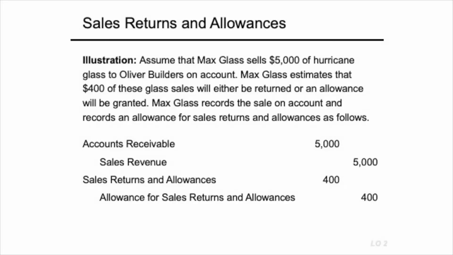That would not provide as good of information. So let's assume that Max Glass sells $5,000 of hurricane glass to Oliver Builders on account. They estimate that $400 of this glass sales will be either returned or an allowance will be granted. So Max Glass records the sale on account and records the allowance for sales returns and allowances as follows.